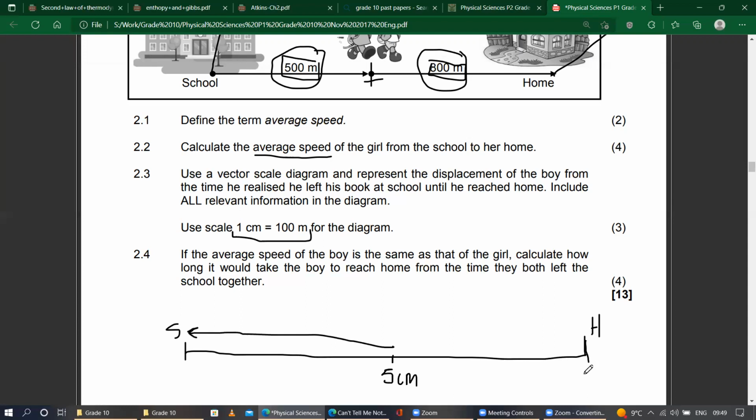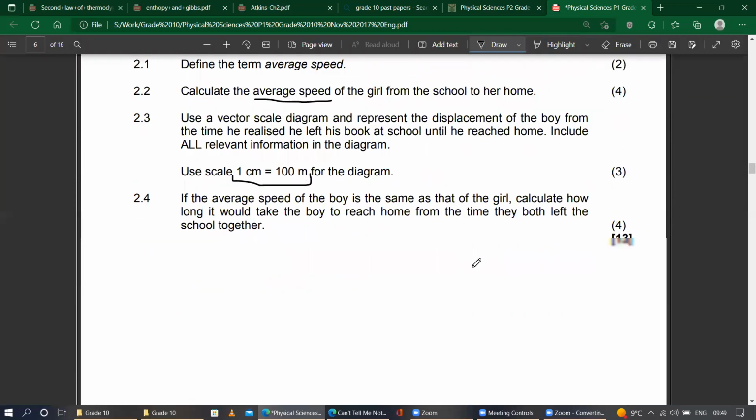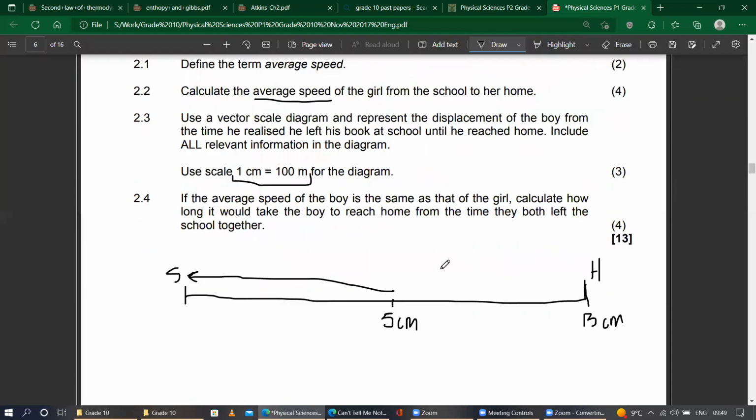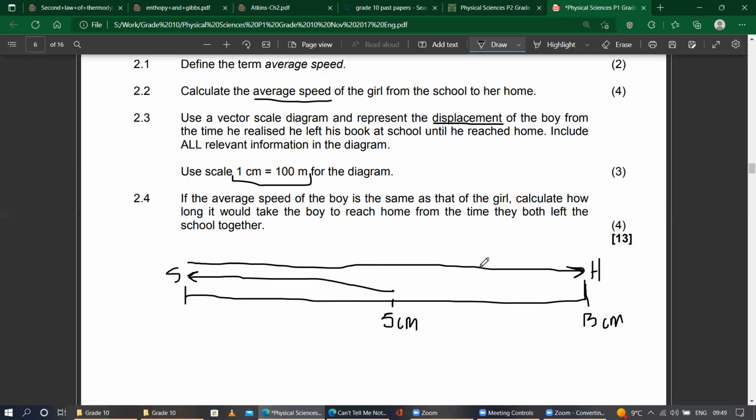Then here, let's say it's 13 centimeters. Yeah. After that, he's gonna have to walk back home from school. So these are the two vectors that represent the displacement of the boy from school then back home, right?